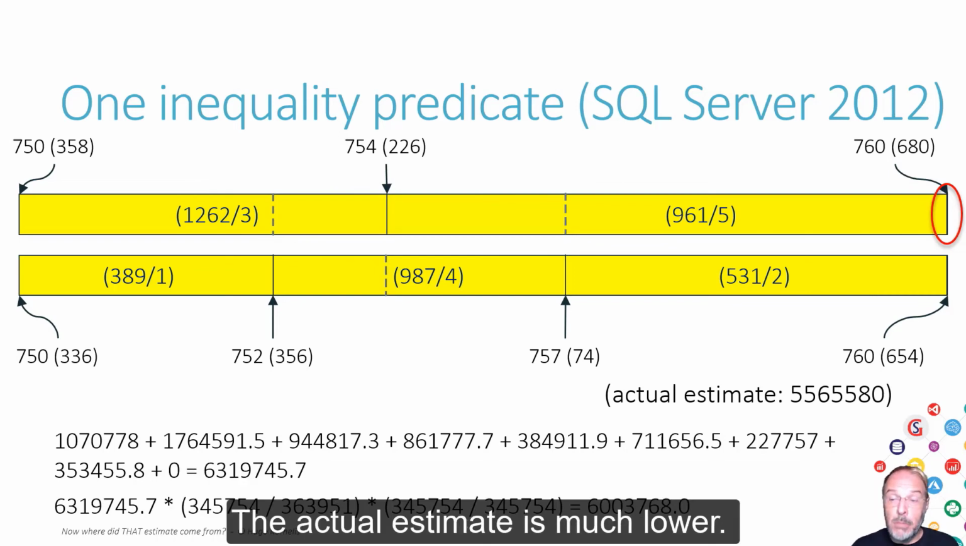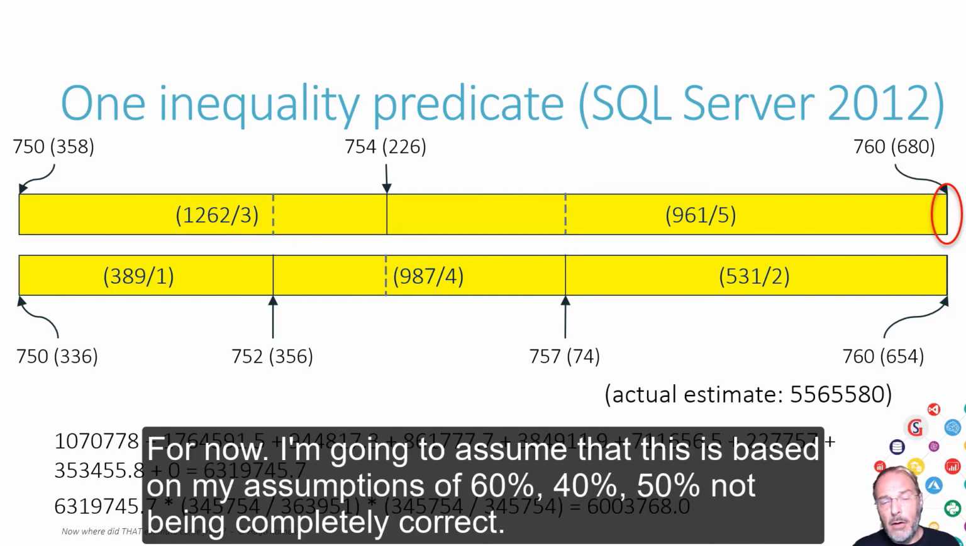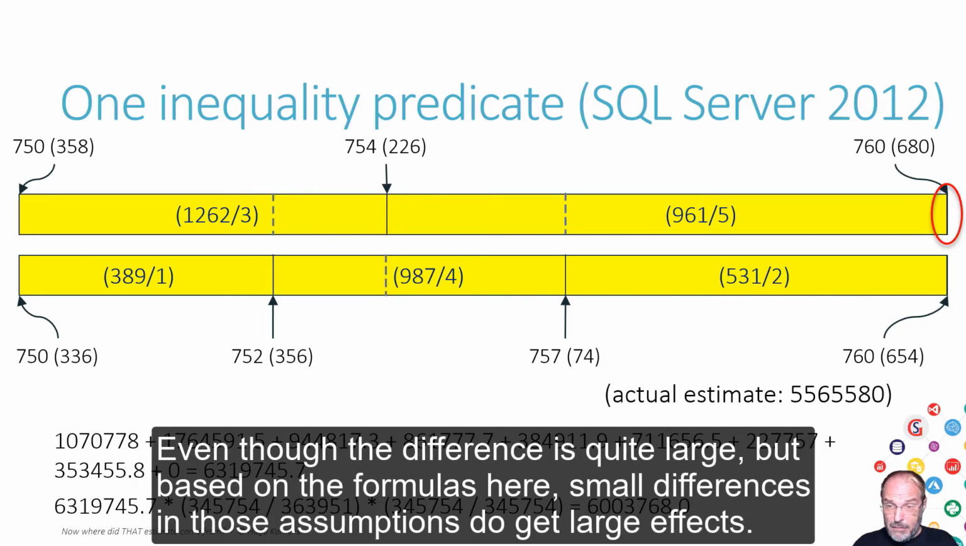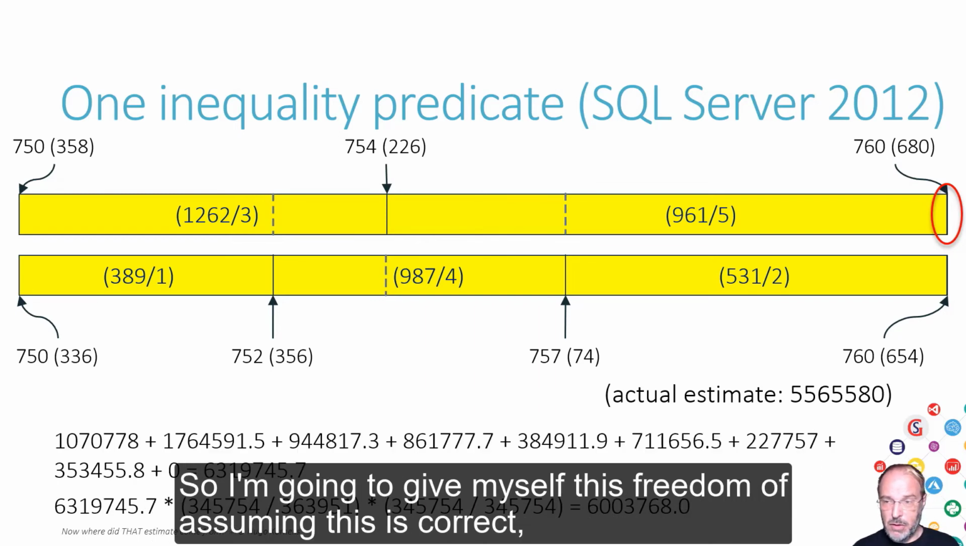The actual estimate is much lower. For now, I'm going to assume that this is based on my assumptions of 60%, 40%, 50% not being completely correct. Even though the difference is quite large, based on the formulas here, small differences in those assumptions do get large effects. So I'm going to give myself this freedom of assuming this is correct.